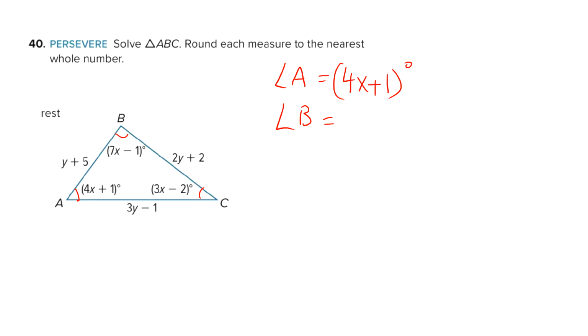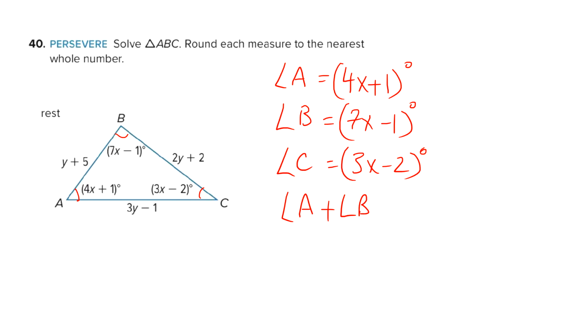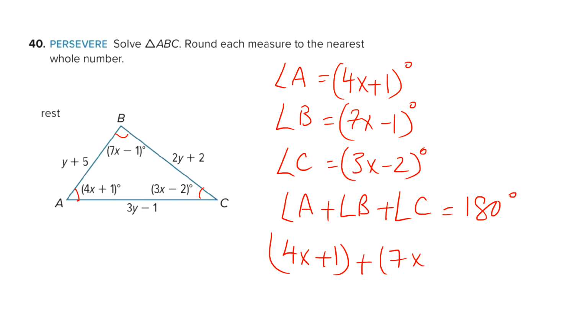Angle B is given to be 7x minus 1, and angle C is given to be 3x minus 2. All the three measures are given. Now from the triangle angle sum property, we know the sum of all three angles is 180 degrees. So we are going to plug in the value for each of the angles, add them all and make it equal to 180 degrees. From here we are going to get the value of x.